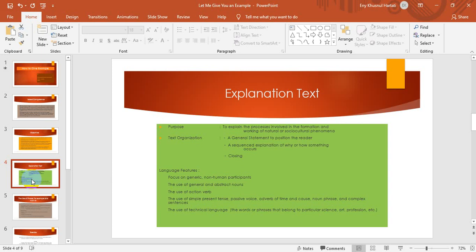And then the use of technical language. The words or phrase that belong to particular science, art, or profession. That's belong about what the context of the text. Maybe about education. Education. So there is also technical language in this case.